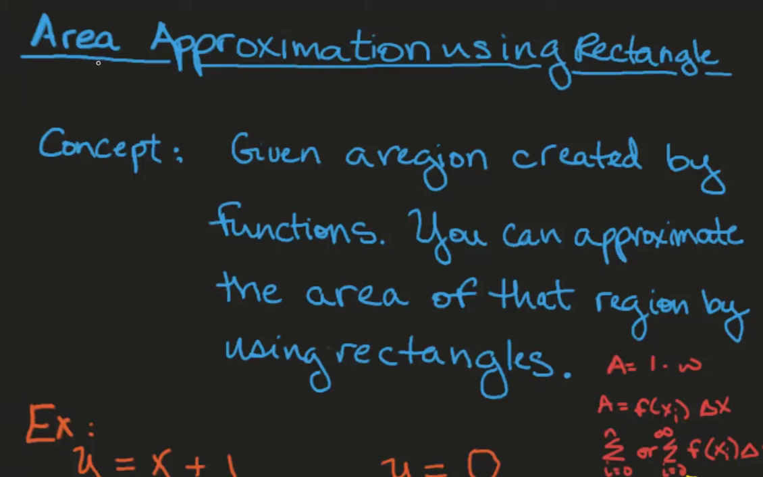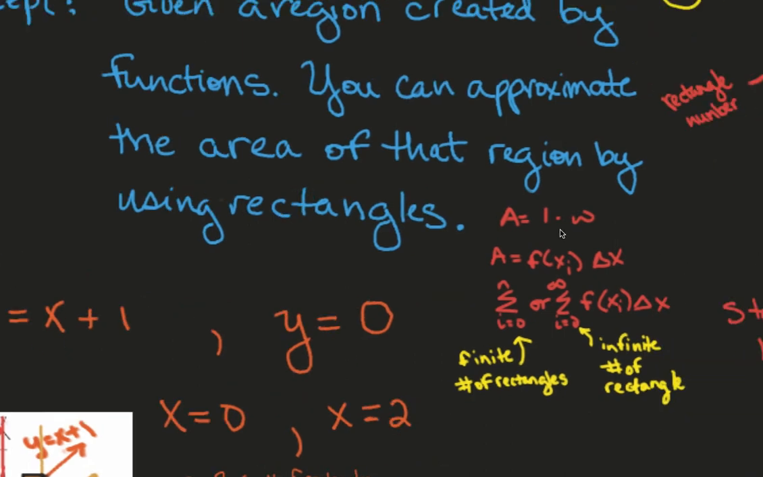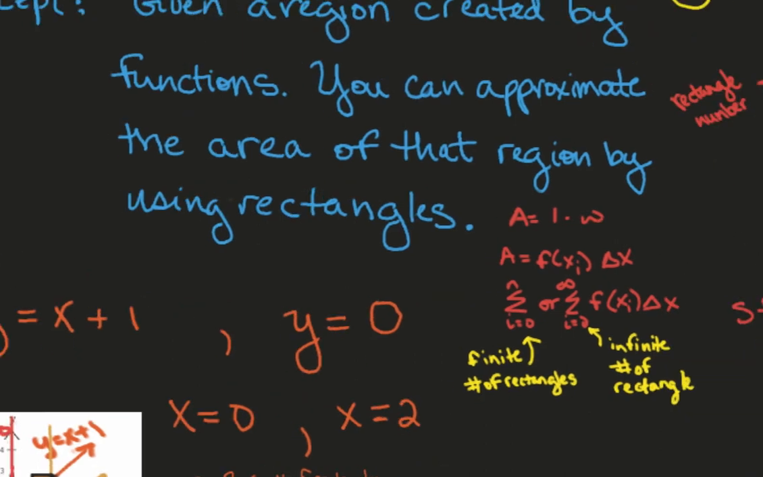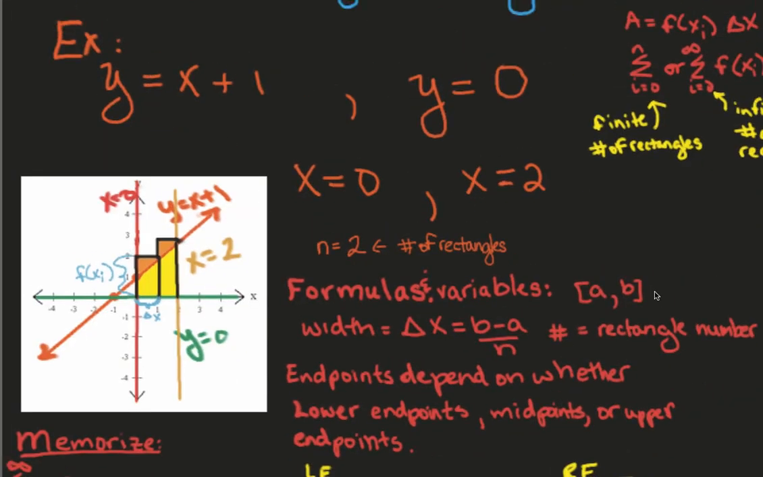Today we're going to be looking at the concept of area of a region created by functions, and we're going to try to approximate that area using rectangles. So given some region created by some functions, you can approximate that area because we know that the area of a rectangle is length times width. So I've given you some functions here just as a quick example so you can figure out what we're doing.